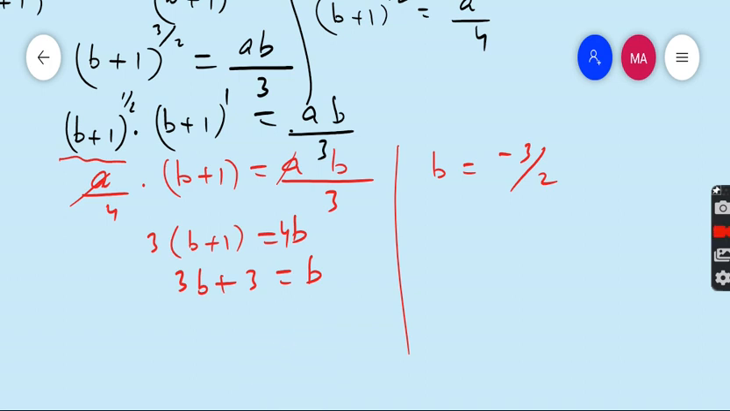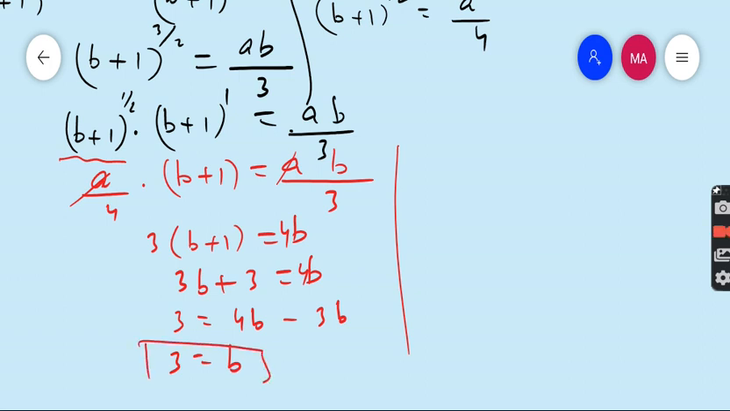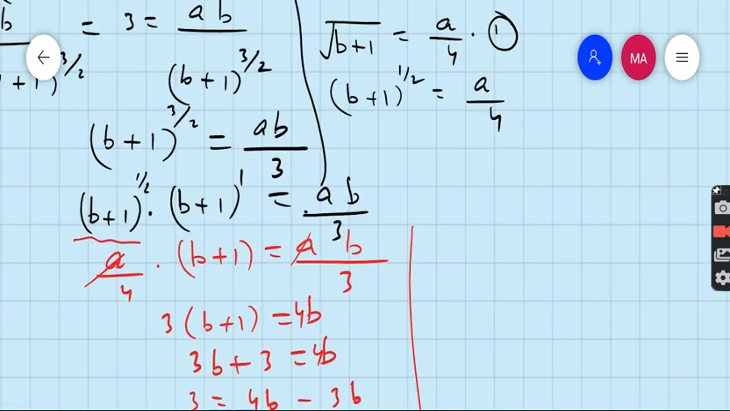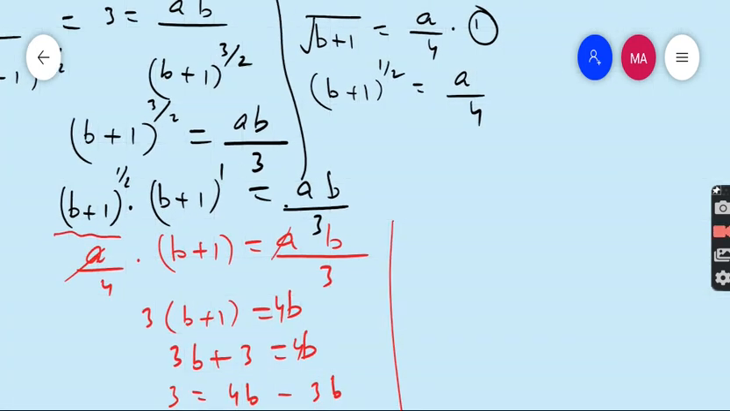All steps are 100% correct except this second last step. So 3 is equals to 4b minus 3b. 4b minus 3b is b. So the answer of b is 3. Now taking any equation to find the value of a. So I am taking equation number 1. Equation number 1 is root of (b plus 1) is equals to a upon 4. Here b we have found 3.